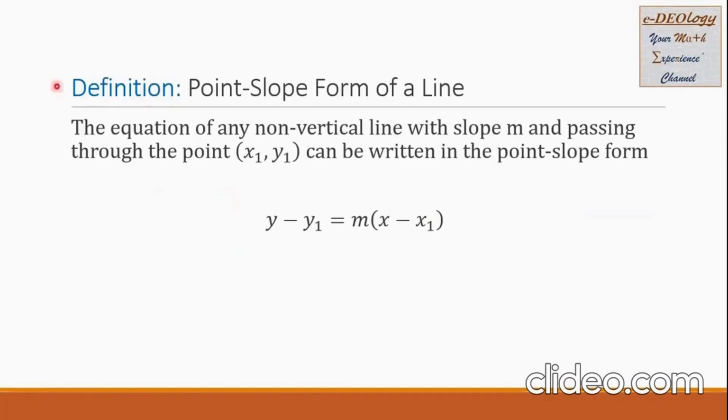Let us define the point-slope form of a line. The equation of any non-vertical line with slope m and passing through the point (x sub 1, y sub 1) can be written in the point-slope form. This is the form: y minus y sub 1 equals m times the quantity x minus x sub 1. Take note, the m here is the slope, while the x sub 1 and the y sub 1 are the coordinates of the given point.